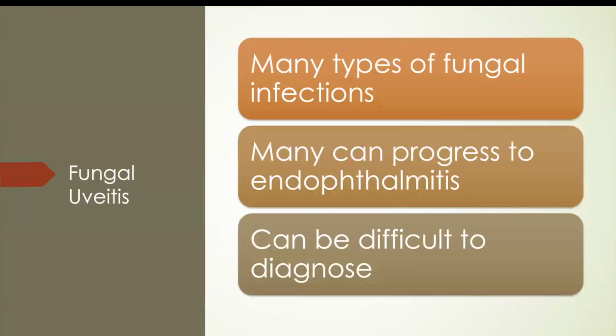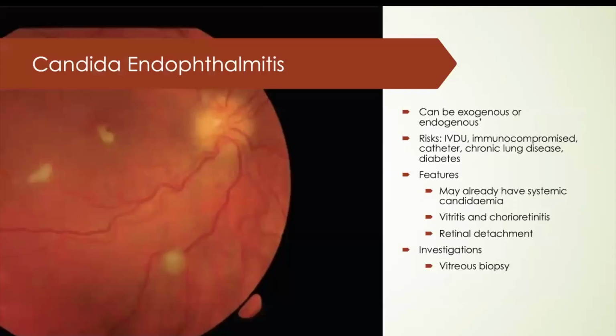So moving on to fungal uveitis, there are lots of different types of fungal infections. Lots of fungi can present in the eye, and many can progress to endophthalmitis. Fungal uveitis can be quite difficult to diagnose because it can present quite insidiously. It can also be difficult to know exactly what fungus you're looking at. While the treatment can be very similar, your sampling can be quite important here.